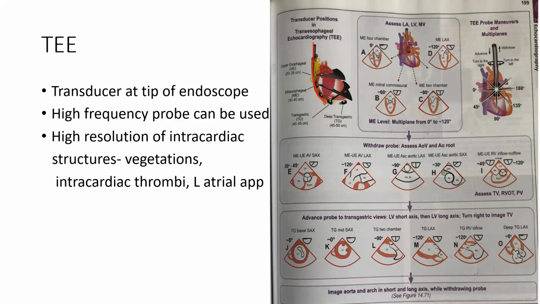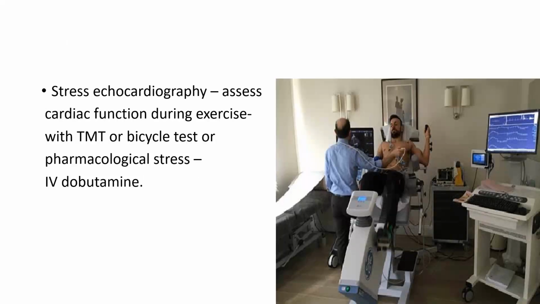This transesophageal echocardiography is mainly used for visualization of vegetations and intracardiac structures, intracardiac thrombi, and left atrial appendage. To the normal echocardiography, if stress is induced, we can still do a stress echocardiography testing. That is the assessment of cardiac function during exercise. This is possible either with a treadmill test or with a bicycle test. And if exercise is not possible, we can induce pharmacological stress by IV dobutamine.